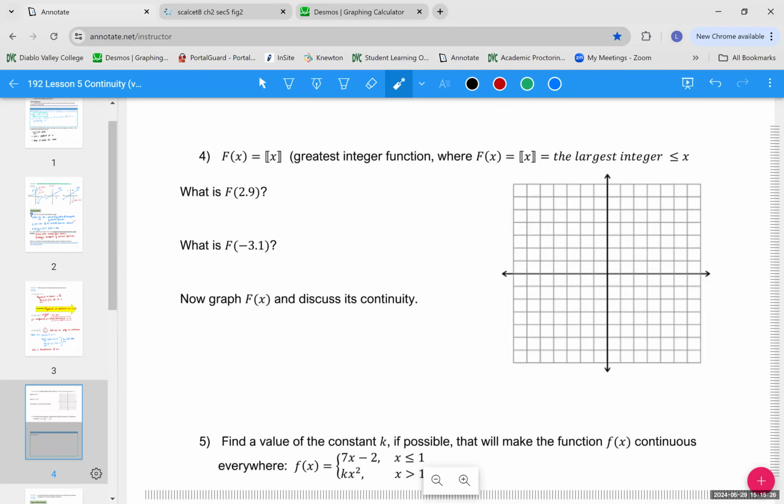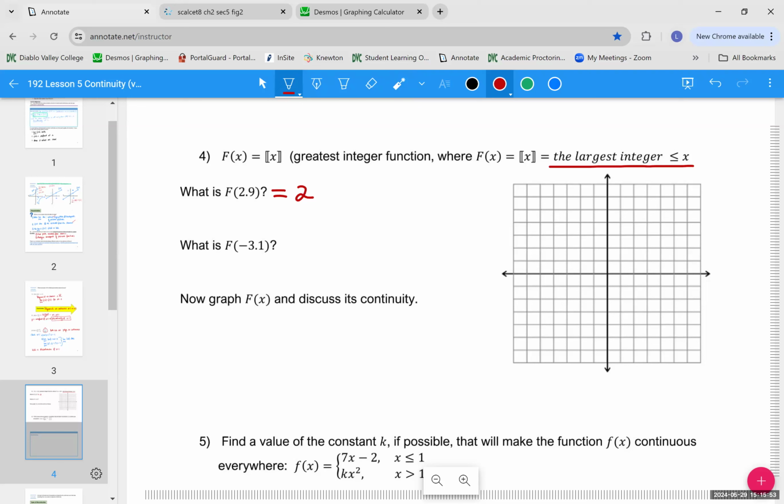So let's think about just putting in a couple values. What if I were to put in 2.9? I need to figure out what is the largest integer, whole number, that's less than or equal to 2.9. That would be 2, right? If I bumped it up to 3, I put f of 3, then my answer would be 3, right? Because that's the largest whole number less than or equal to 3.